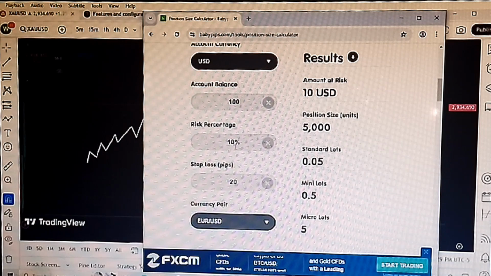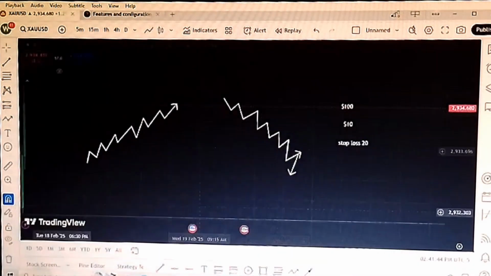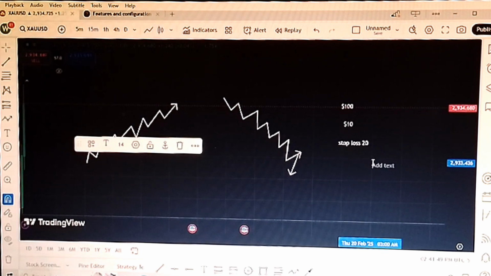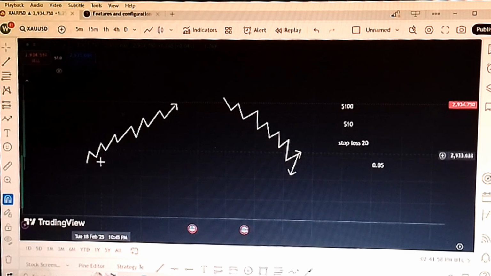Let's go. $100 is what I have in my account. I'm risking 10% of this $100, and this 10% is $10. So which loss size am I using? Look at the loss size you are using here, 0.05. Go and put it down now. My loss size is 0.05. That is what we want to use to start this market that is giving us an uptrend.